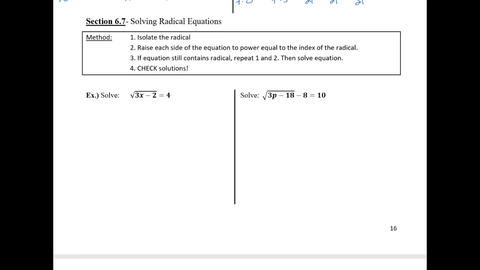This video is about solving radical equations. That means an equation that contains a radical. In this first video, we are going to be solving equations with only one radical.